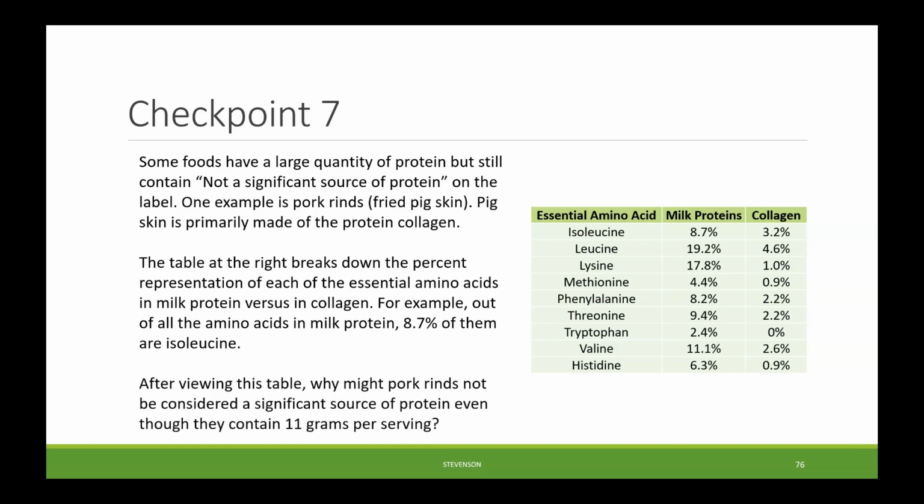So, after viewing this table, why do you think pork rinds have this little label where they aren't considered a significant source of protein, even though they have a whole lot of protein in them?